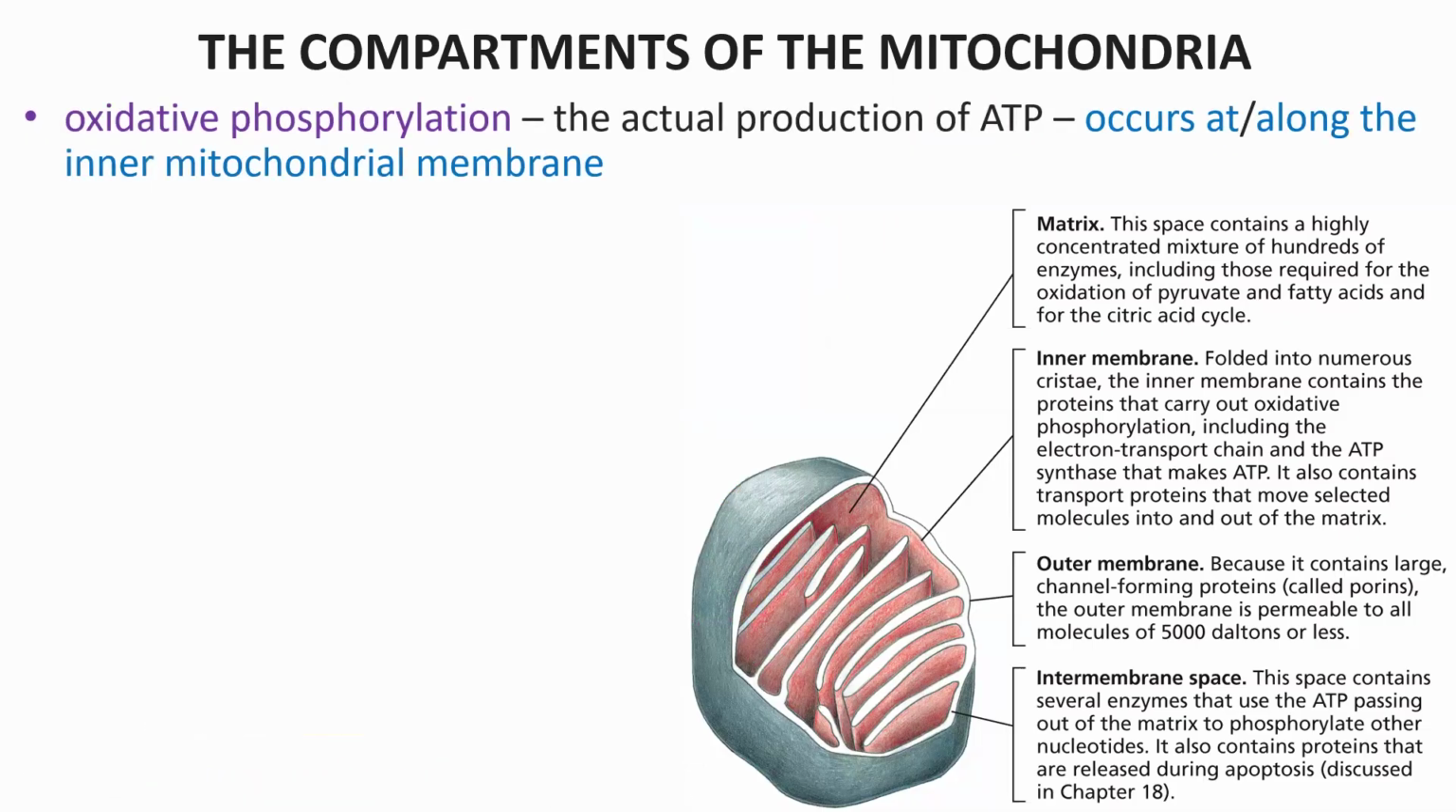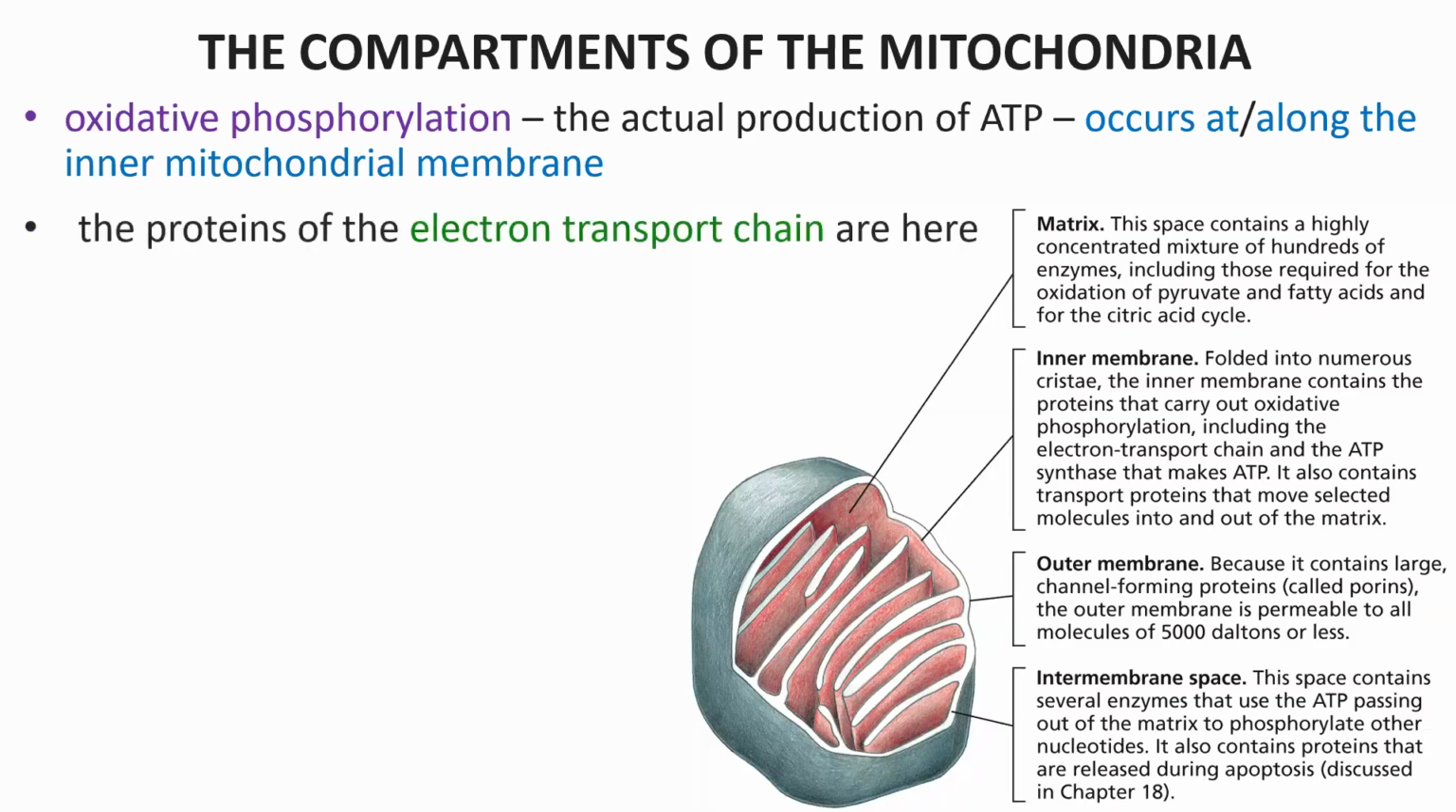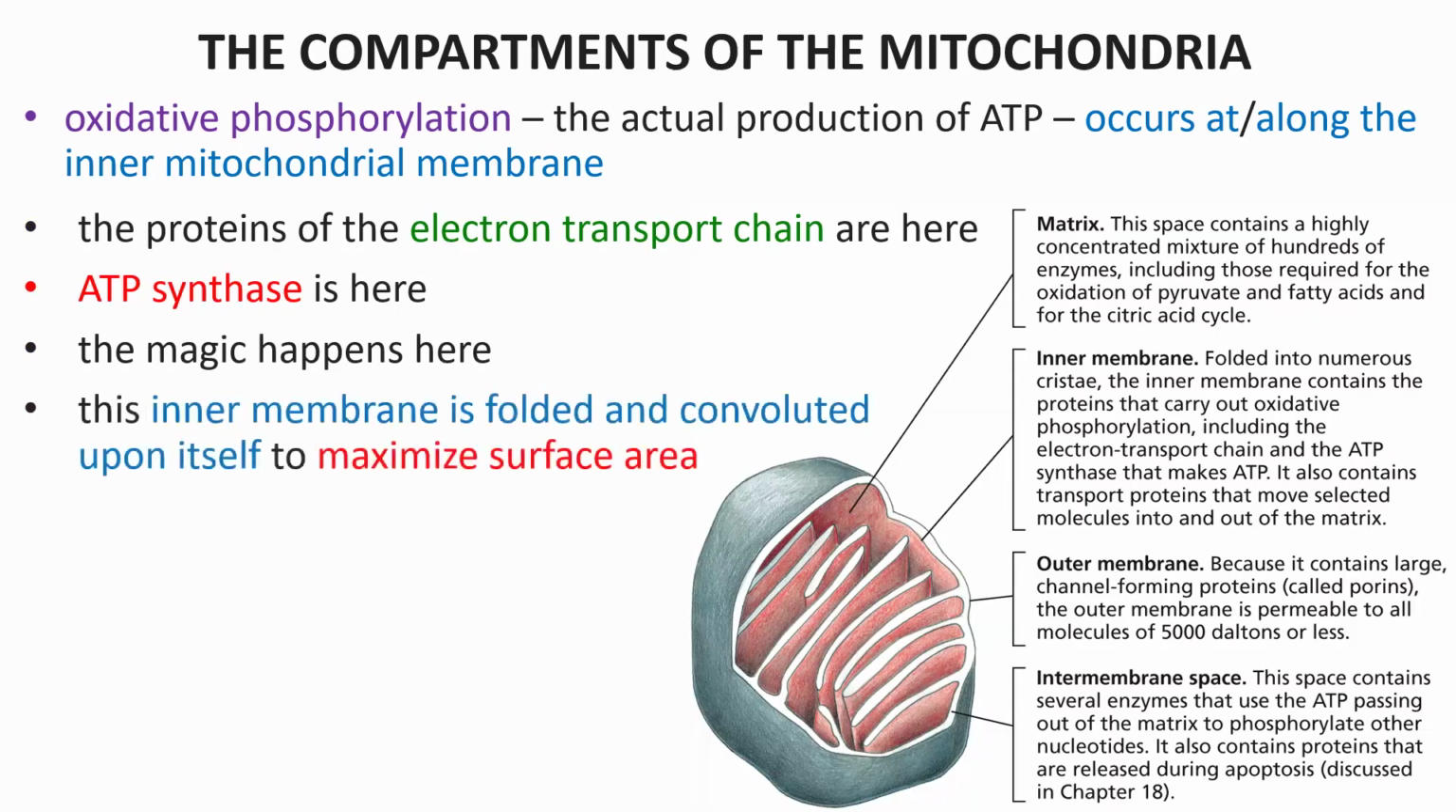Oxidative phosphorylation, the process itself, and making ATP, that occurs at, along, and across the inner mitochondrial membrane. The proteins of the electron transport chain are embedded into the inner mitochondrial membrane. ATP synthase spans the inner mitochondrial membrane. Protons are going to be pumped across this membrane. Protons flow through ATP synthase across this membrane. All of the magic of aerobic respiration and oxidative phosphorylation occurs at the inner mitochondrial membrane.